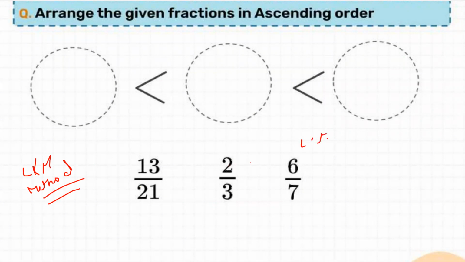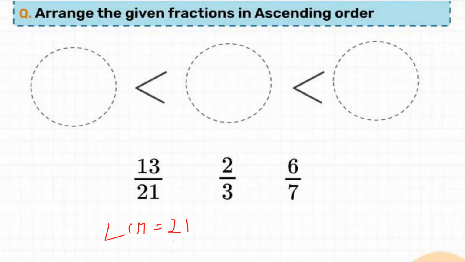LCM will be 21 only. Okay, LCM will be 21. LCM is 21 only. Okay, I have made the question short for you. Now you don't need to take the LCM, simply solve it.